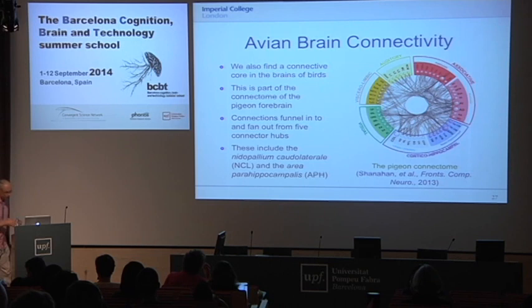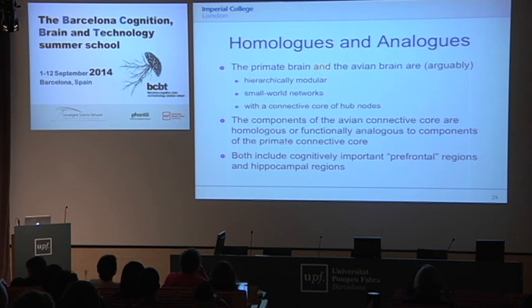Okay, this just summarizes that. I added the word arguably there while I was listening to your talk. So the primate brain and the avian brain are arguably hierarchically modular small world networks with a connected core of hub nodes. And this is the interesting thing that I think we showed: they both include these cognitively important prefrontal, in quotes, regions, because it's not actually prefrontal in the avian brain, and hippocampal regions.